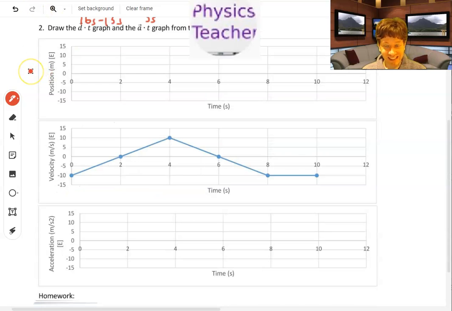So in the second example, we are given a velocity time graph, and we have to draw both an acceleration time graph and a position time graph from this. So let's first look at the velocity time graph, see what's actually happening. Let's say it's a car. Right, so we have a car initially moving at minus 10 meters per second east, which is the same as 10 meters per second west. But then the car is slowing down, eventually reaches 0, and then starts moving east instead as it speeds up.